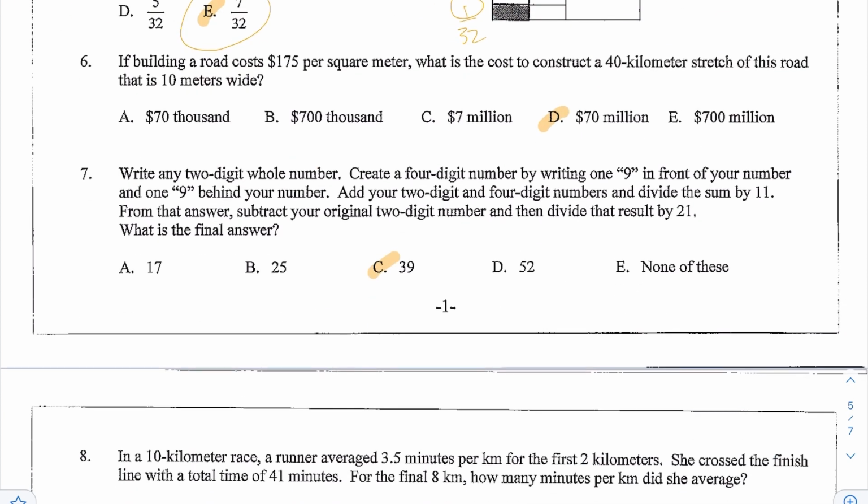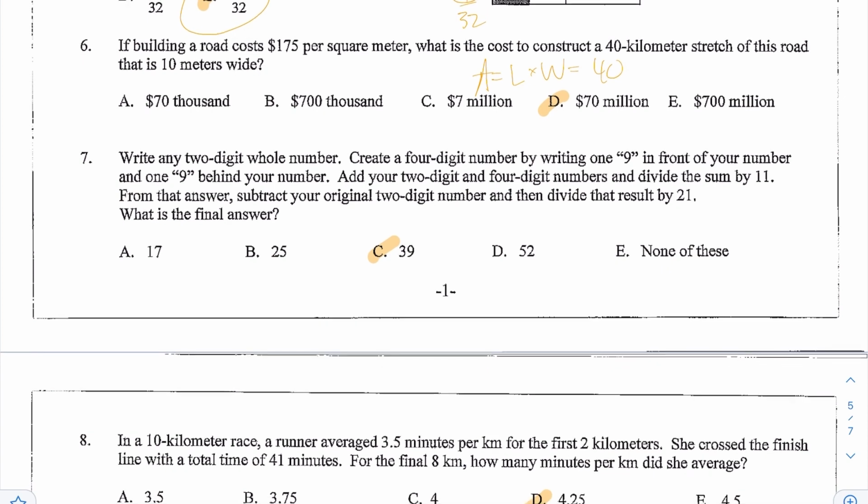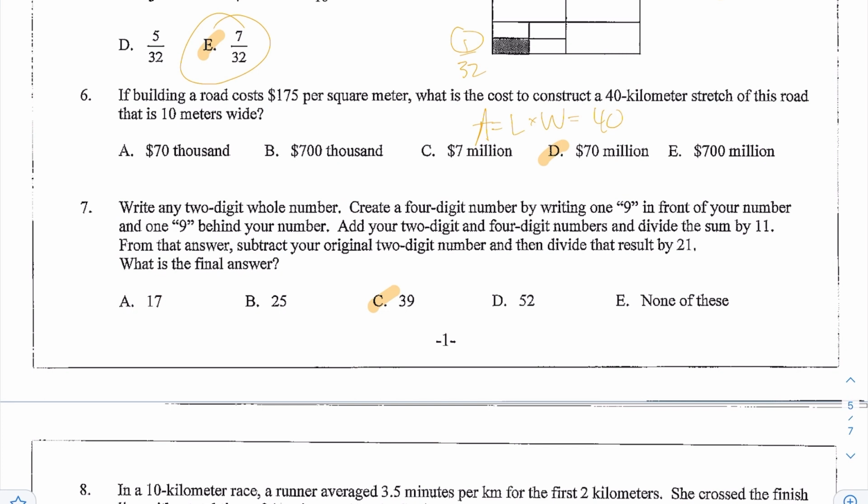All right, next for number 6. If building a road costs $175 per square meter, what is the cost to construct a 40-kilometer stretch of this road that is 10 meters wide? So first do the area, which is length times width. So you do 40 kilometers, which is 40 times, remember kilo means 1,000. So it's 40,000 meters times 10 meters wide. So you just count the zeros. There's 1, 2, 3, 4, 5 zeros.